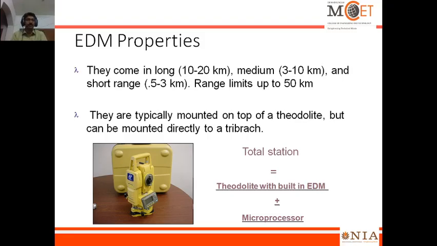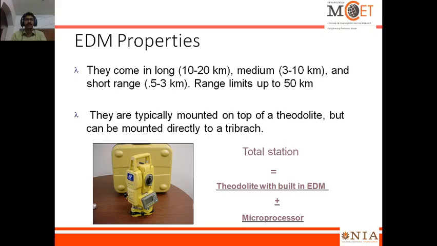EDM properties, you have to remember these things. Long range is 10 to 20 km, medium range 3 to 10 km, and short range is 0.5 to 3 km. Range limits go up to 50 kilometers maximum. EDMs are typically mounted on top of a theodolite, but can be mounted directly to a tripod. Whatever setup we discussed about the theodolite is applicable to these EDMs also.